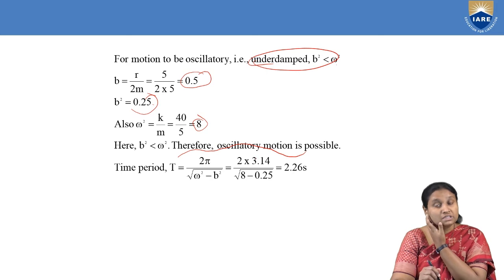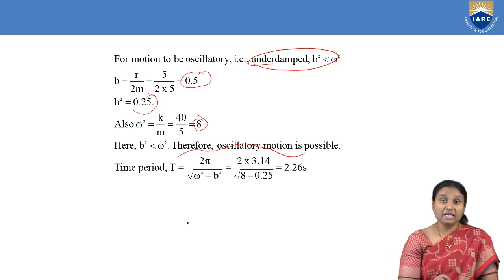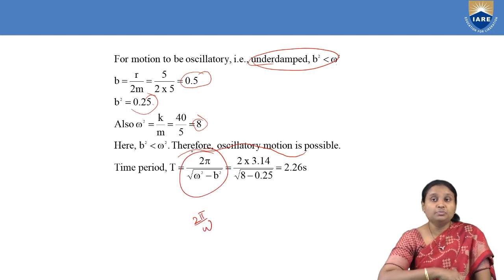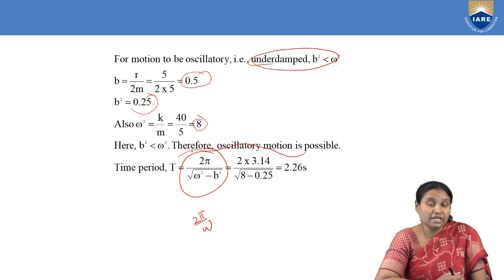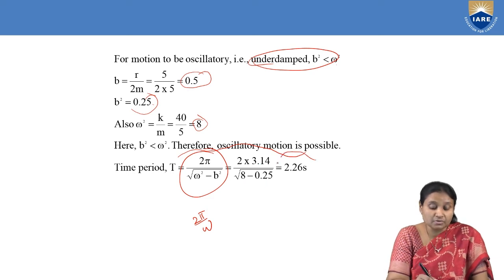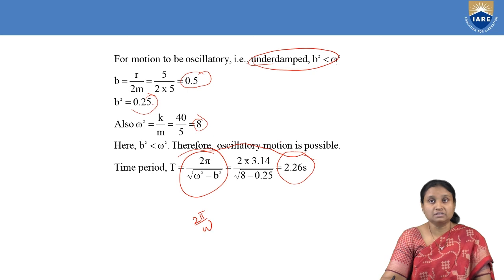And if the motion is oscillatory, in case of damped motion, how is the time period given? It is not simply 2 pi by omega, but it is given as 2 pi divided by square root of omega square minus b square. We know the value of omega square and b square. If we substitute, then the time period comes out to be 2.26 seconds.